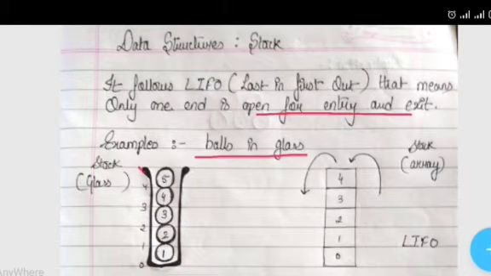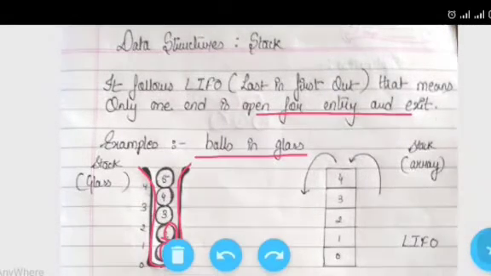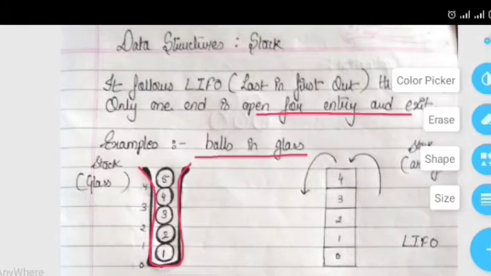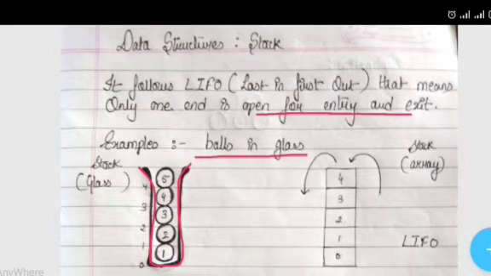So let me explain you this by giving example of ball in glass. As you can see in this diagram, this glass contains 5 balls and its other end is blocked, means this is a real life example. As you can see, the bottom of the glass is closed. Same in the stack, the bottom is closed.